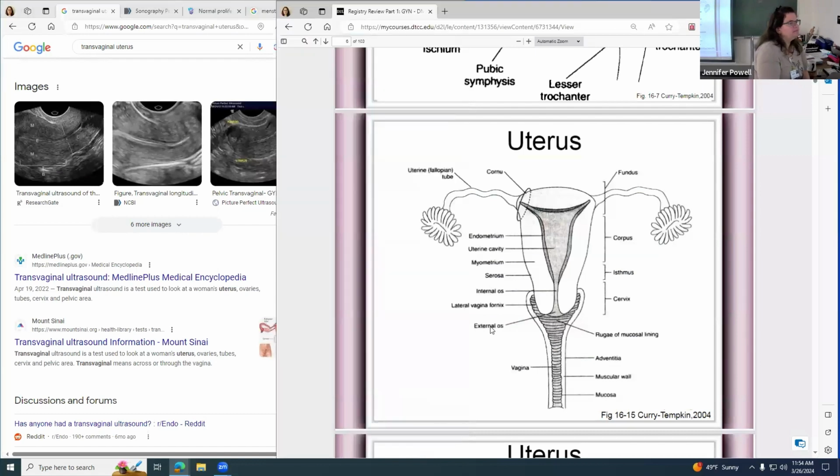Then you've got, so the external os of the cervix is the opening to the vagina. And then you've got an internal os, which is the opening into the uterine cavity. When you're measuring a cervix, let's say for OB, you're measuring from the inner os to the outer os. That is the cervical length.